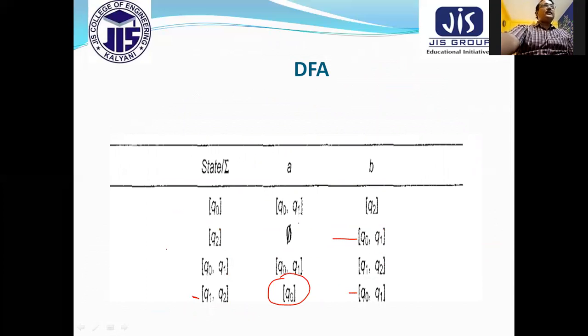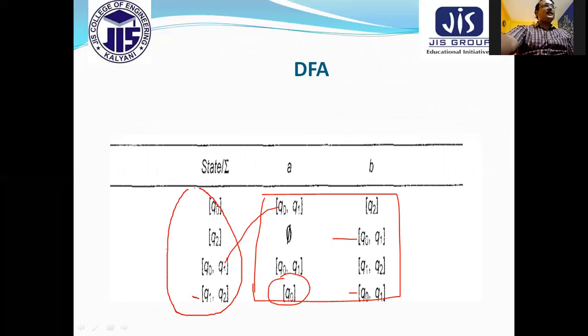So now after this we can check whether this is included. Yes, all the elements of the states of this one are included in this part. If the answer is yes, we can stop here. So now you can see Q0, Q1 is already there, Q2 is already here, Q0, Q1 is already here, Q1, Q2 is already here, and Q0 is already here.